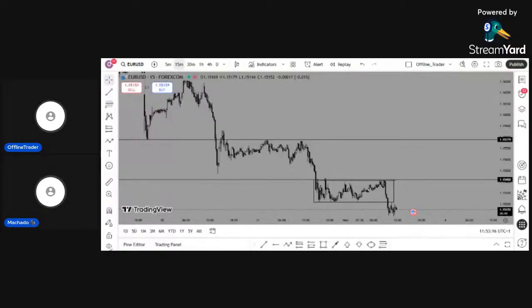So yeah, the second step is marking out support and resistance. So this is a resistance level that broke out. Let me see if I can get a trendline opportunity here.